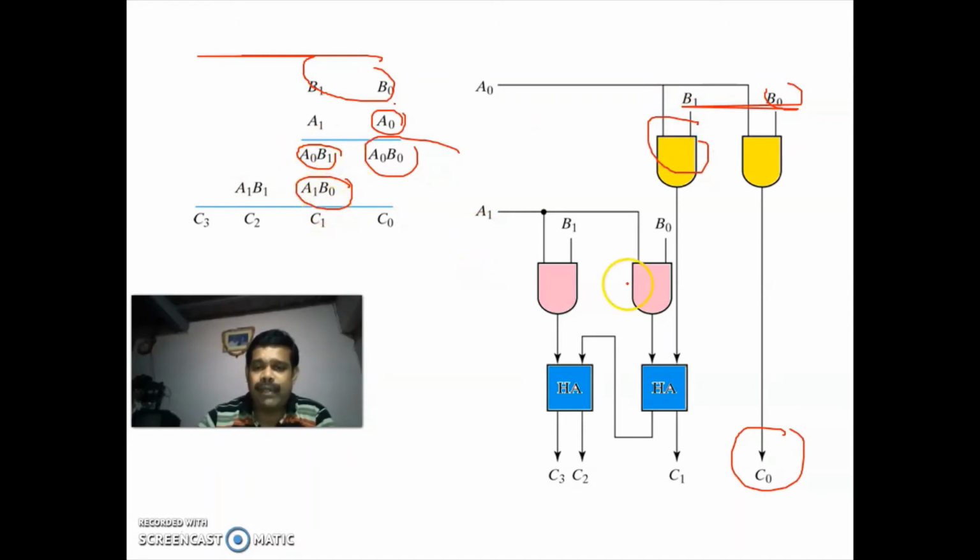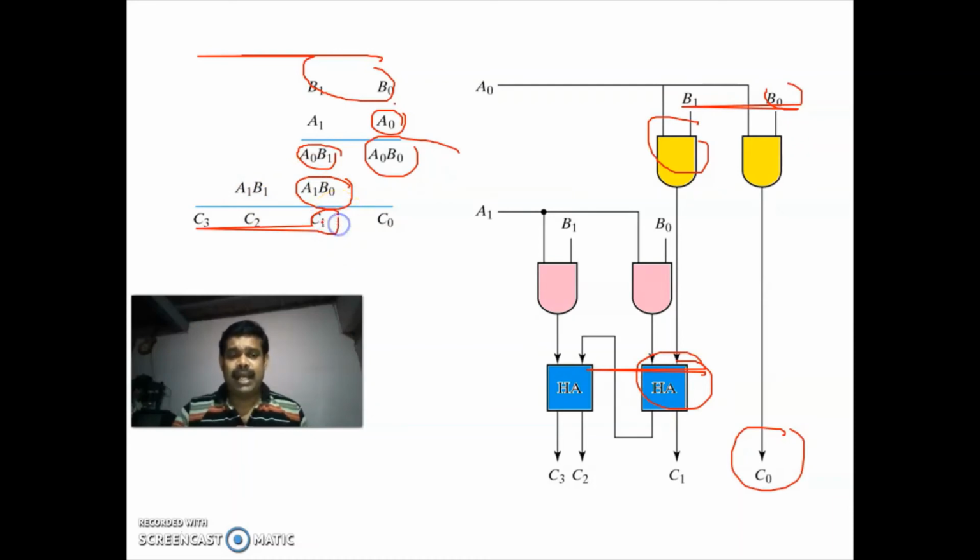Next, we are multiplying A1 with B0 and A1 with B1. But we are adding A0 B1 with A1 B0. We are adding by using a half adder. Then the carry that you are getting here, and this partial product, and the carry that you are getting from this addition, we are adding by using a half adder.